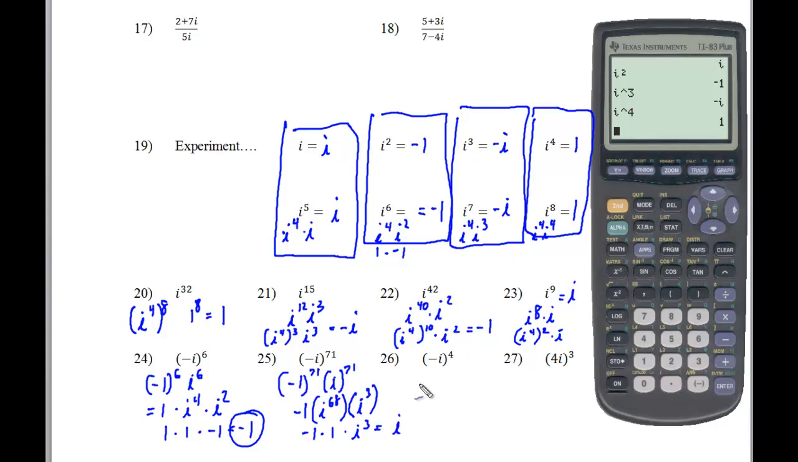Okay, for number 26, I've got negative 1 raised to the 4th power and i raised to the 4th power. So negative 1 to the 4th power is 1. i to the 4th power is 1. 1 times 1 is 1. Okay, separate this again: 4 to the 3rd power and i to the 3rd power. i to the 3rd power is negative i, and 4 to the 3rd power is not 12. It's 4, 16, 64. So my answer is negative 64 i. Remember, this is being multiplied there.